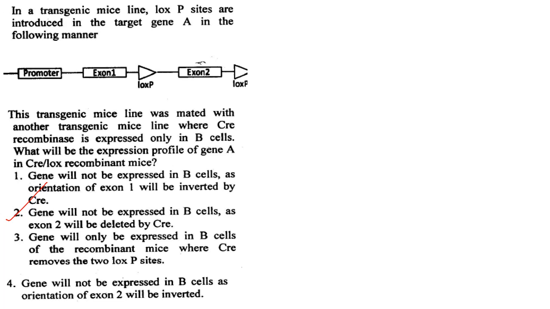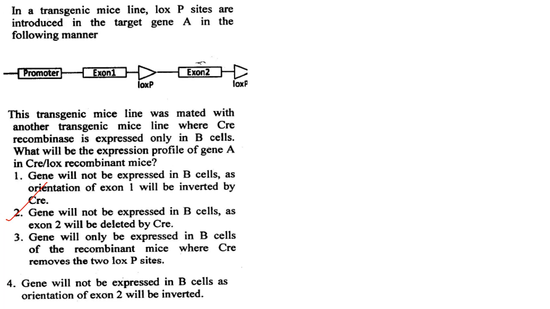So we will see what the statements are. Gene will not be expressed in B cells as orientation of exon 1 will be inverted by Cre. Exon 1 will not be inverted by Cre because it is not flanked by the LOX-P sites. The next option, gene will not be expressed in B cells as exon 2 will be deleted by Cre. Exon 2 will be deleted by Cre because the LOX-P sites are in the same orientation. So option 2 is correct. Gene will only be expressed in B cells of the recombinant mice where the Cre removes the two LOX-P sites. That is also not correct.